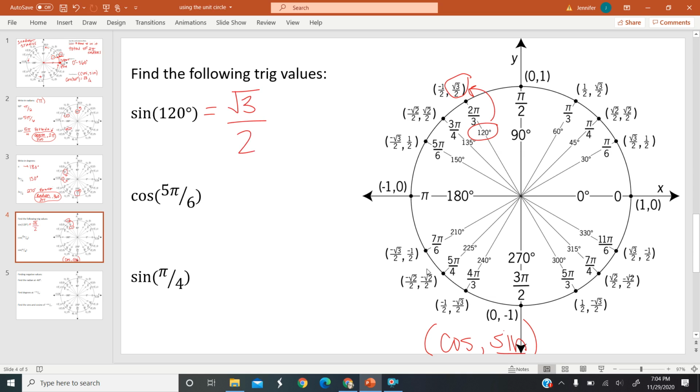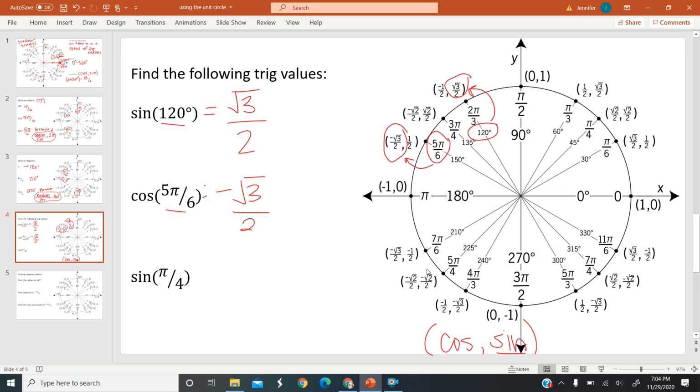The next one asks you for the cosine at 5 pi over 6. Notice that it can ask for it in degrees or radians. So this one's asking for it in radians. So you find 5 pi over 6 radians, go to the coordinate, and then since you're looking for cosine, you're going to use the x value. So that one is going to be negative square root of 3 divided by 2.